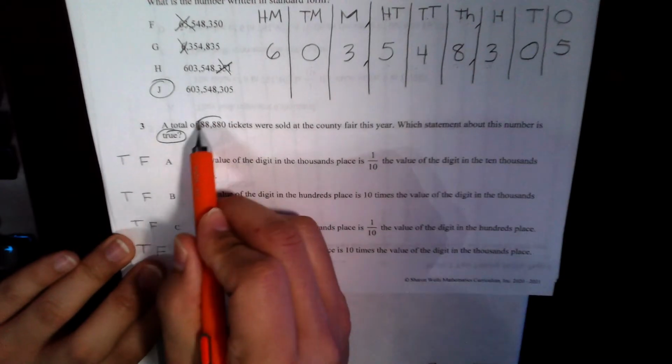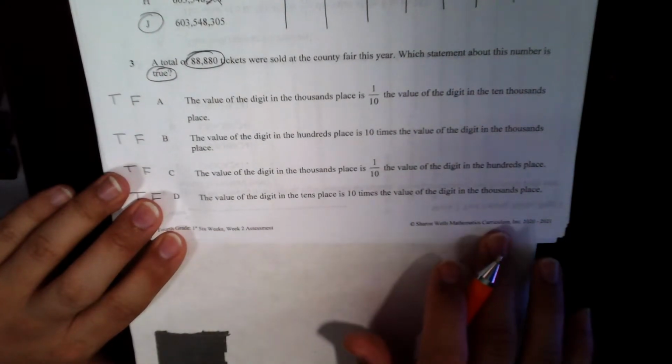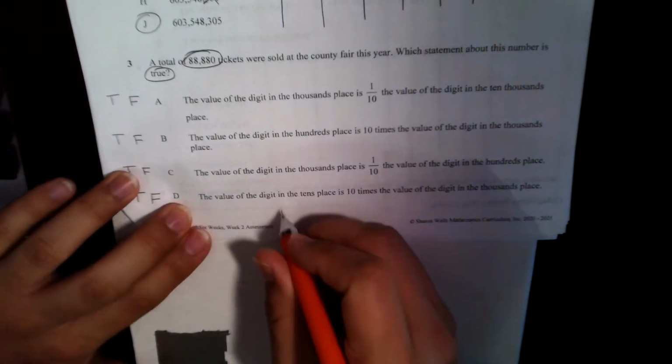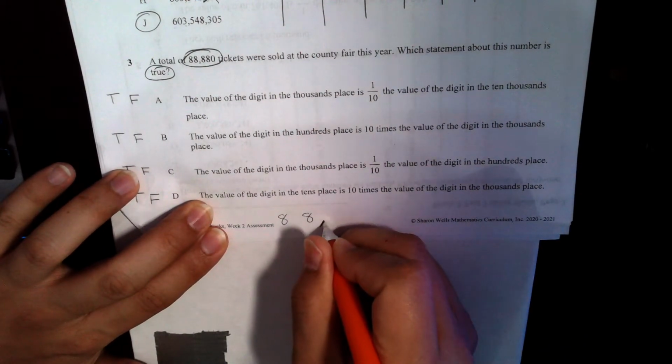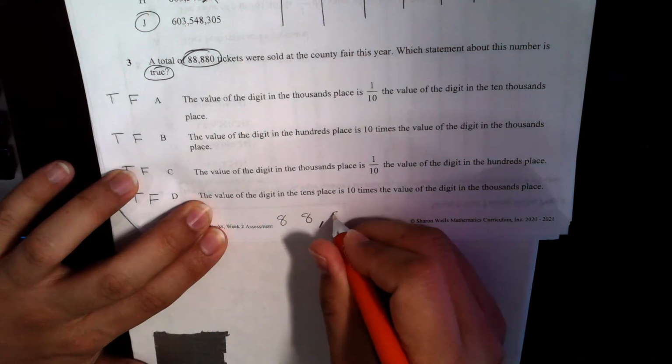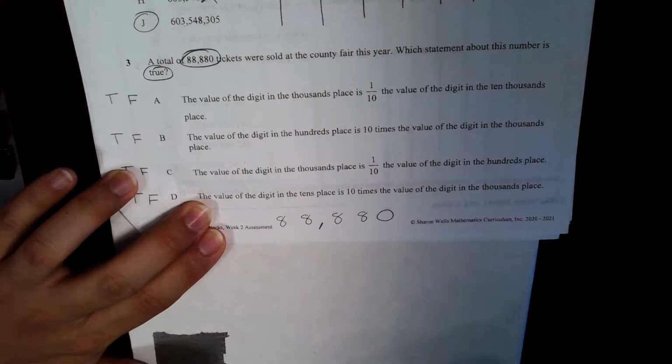Okay, they give me my number here. 88,880. Just like I did on problem 2, I'm going to put my numbers in a place value chart. This time I'm going to put them down here at the bottom. So we have 88,880.